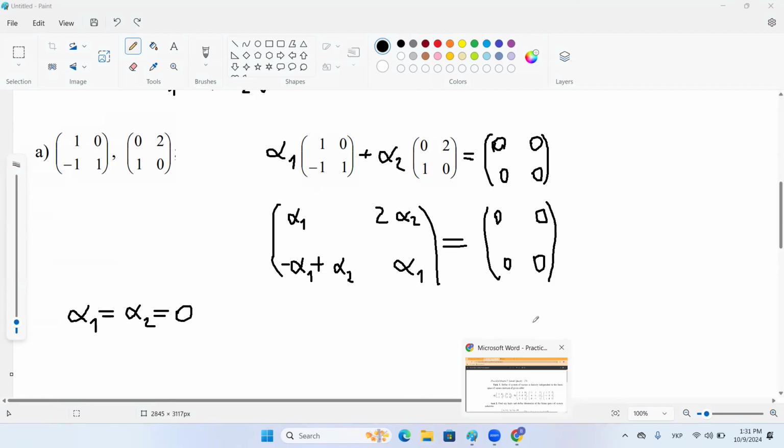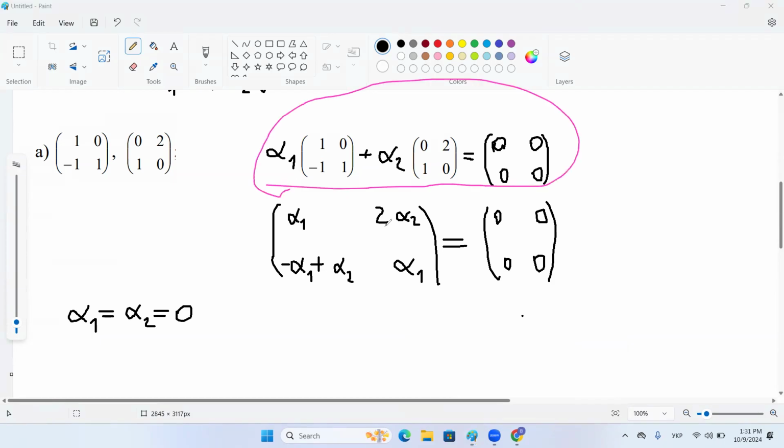So the system is linearly dependent, right? No. It's linearly independent. Because we have no non-zero alpha for which this equation would hold. Such non-zero alphas don't exist, only zeros. Maybe some more questions? Okay, let's move next.